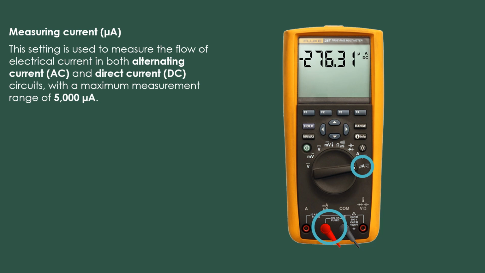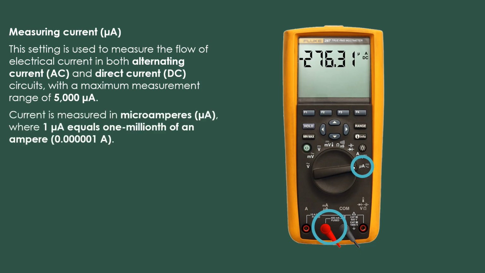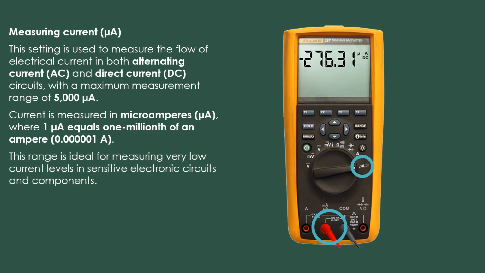Measuring current in microamps. This setting is used to measure the flow of electrical current in both alternating current, AC, and direct current, DC circuits, with a maximum measurement range of 5,000 microamps. Current is measured in microamperes, where 1 microampere equals 1/1,000,000th of an ampere. This range is ideal for measuring very low current levels in sensitive electronic circuits and components. Note, not all multimeters are equipped with a microampere port.